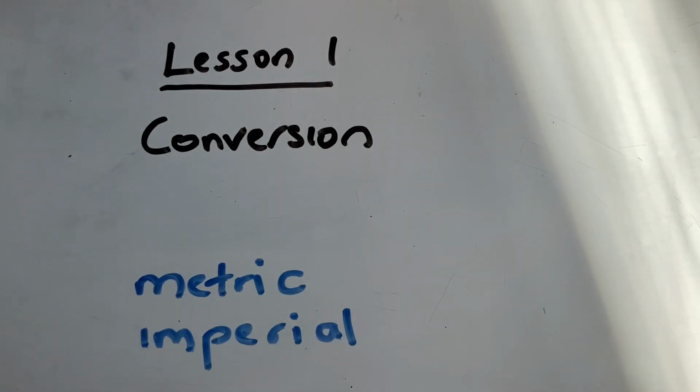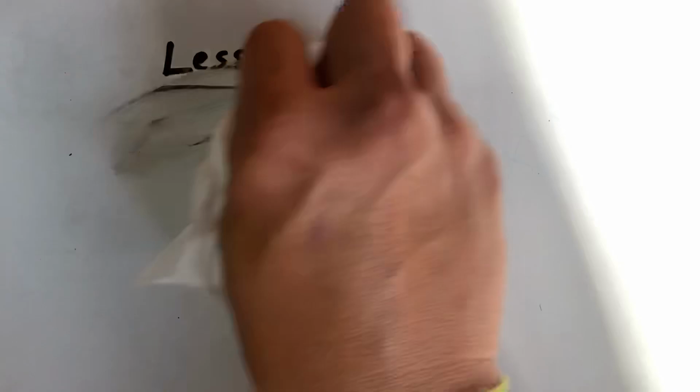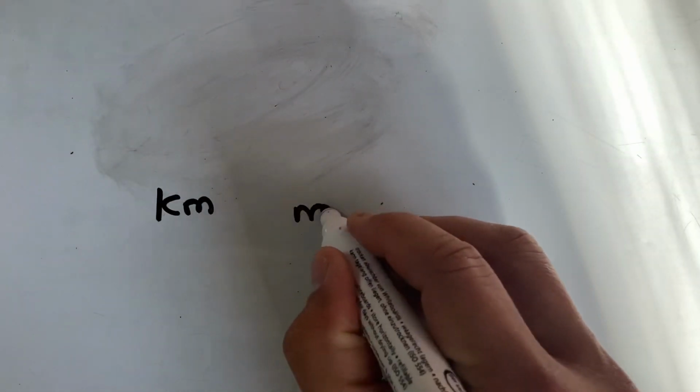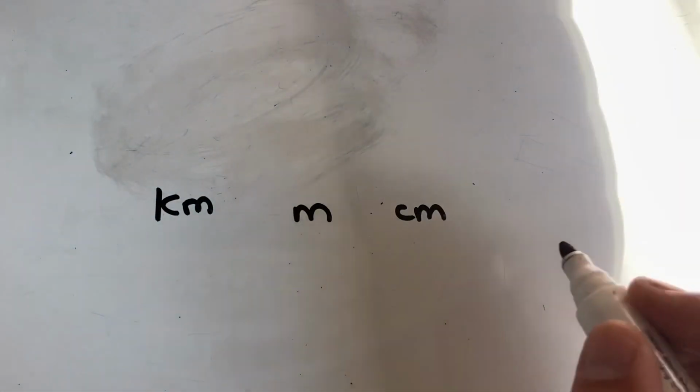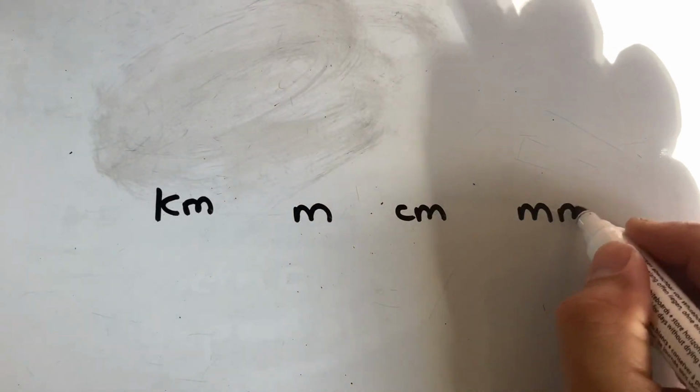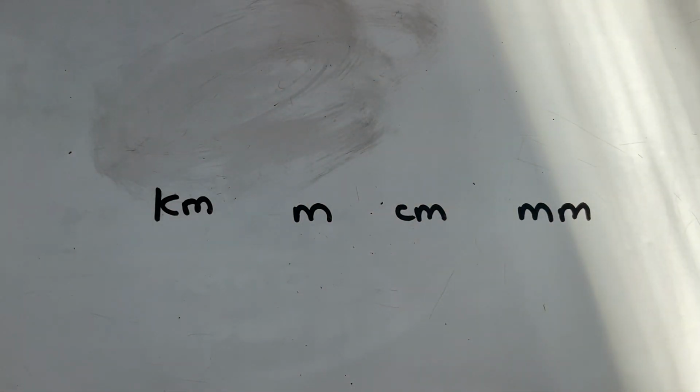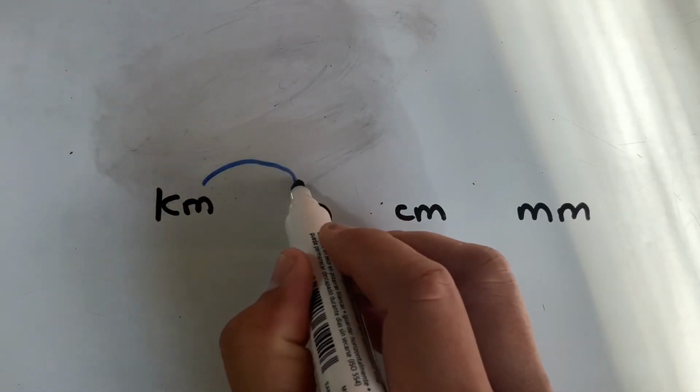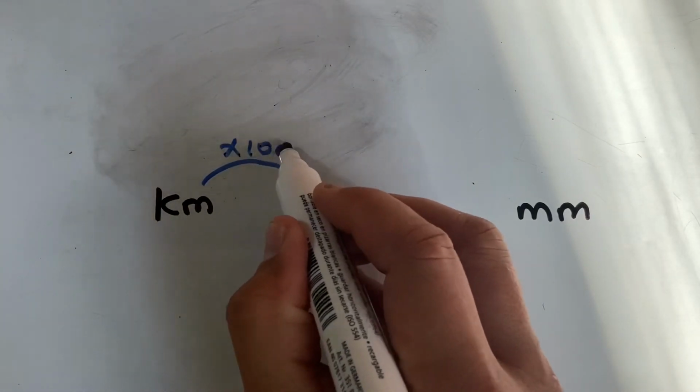So the unit for length is going to be called kilometers. So there are 4 units. The first one is kilometers, followed by meters, followed by centimeters, and the last one is millimeters. Okay, so to convert from kilometers to meters, you multiply by 1,000.